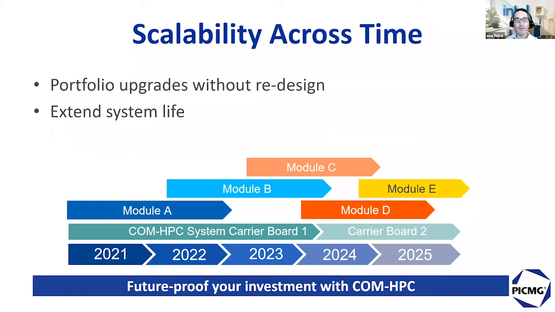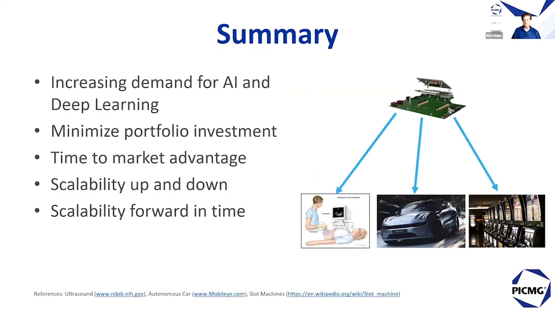Another advantage of the scalability forward in time is that you can extend the life of a COM-HPC deployed system. Most compute products are having a lifespan of 3 to 5 years. And by employing a COM-HPC architecture, the overall system can be deployed with one or more scheduled COM-HPC module upgrades. Now it should be clear why a COM-HPC architecture allows you to future-proof your investment.